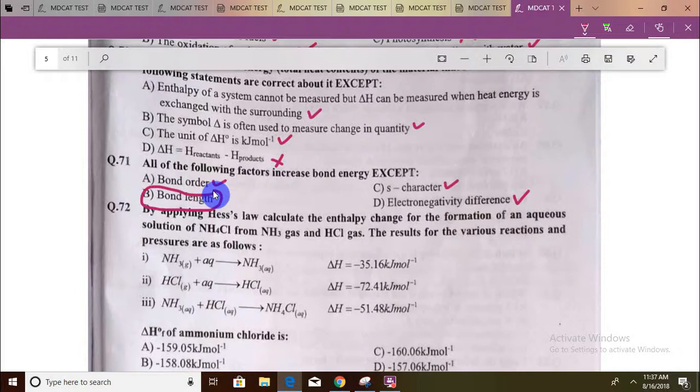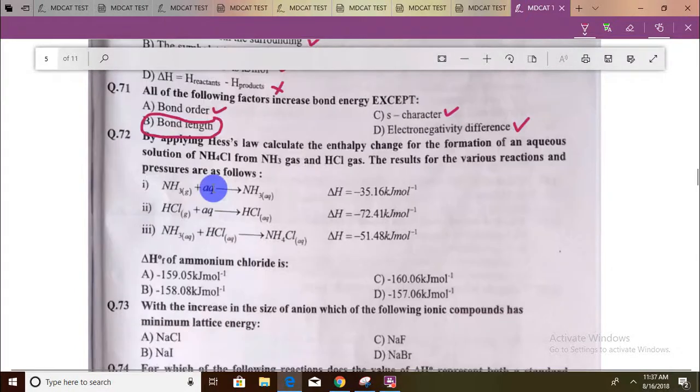Next, by applying Hess's law, you need to calculate the enthalpy change for the formation of an aqueous solution of NH4Cl from NH3 gas and HCl gas, right? So enthalpy of formation of an aqueous solution of NH4Cl. Alright, so how do we do that? Well, we can compare these.